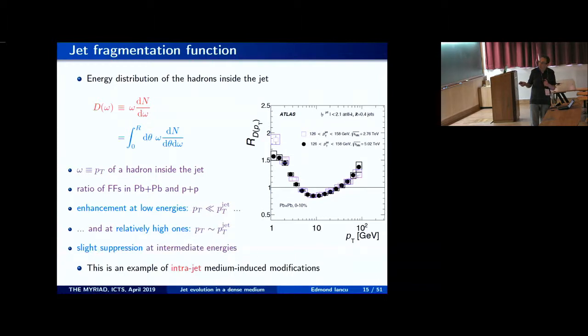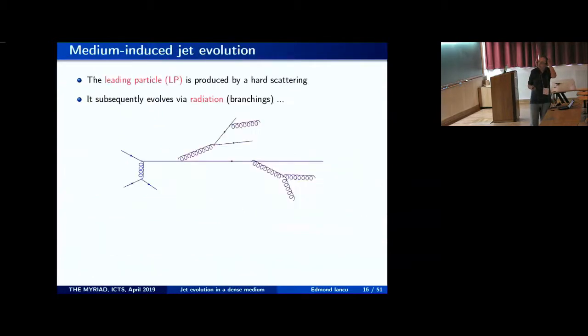Whereas at intermediate energies, so energy of a few dozens of GeV, you have a strong suppression. So there is a pattern, which is very interesting. It's very well confirmed by many experimental results, CMS and ATLAS. And understanding this fine pattern with such small error bars is a challenge for the theory. So this is an example of intra-jet medium-induced modification, as opposed to dijet asymmetry, which is an example of outside-jet modification. Now, okay, so that was the phenomenological introduction.